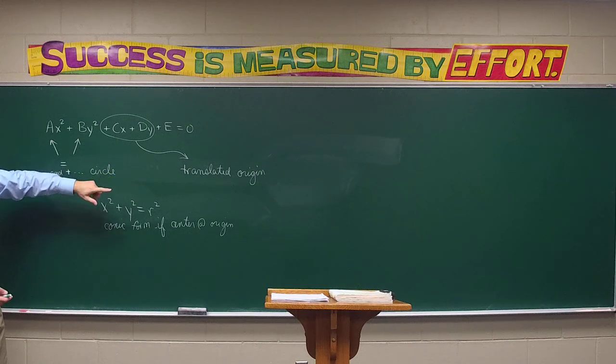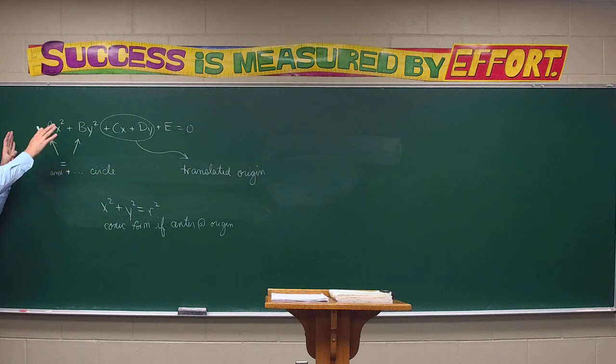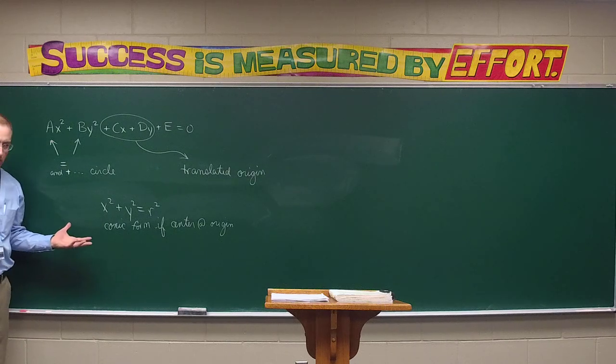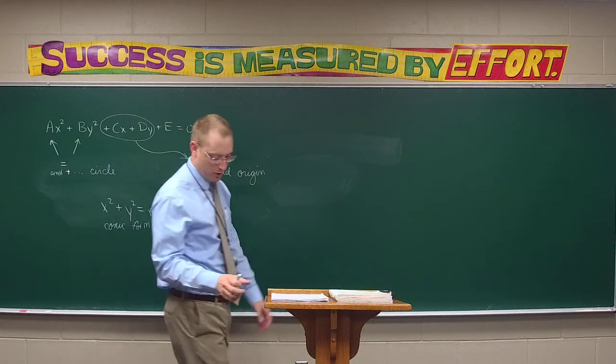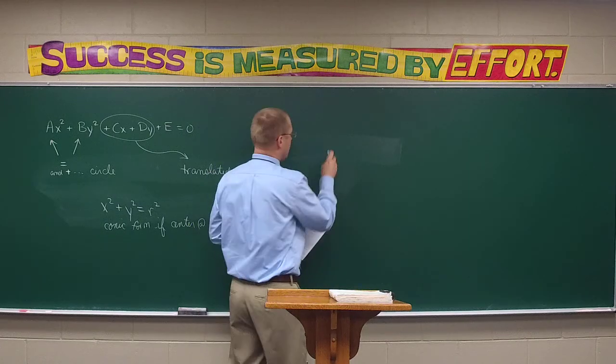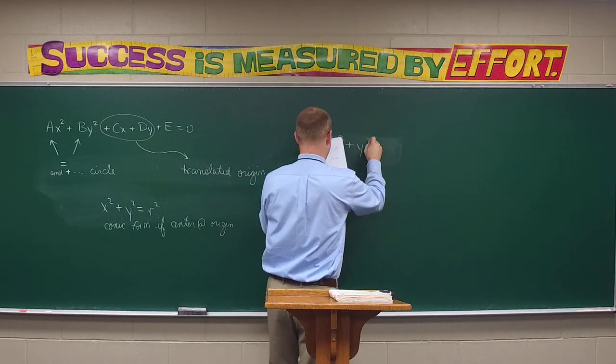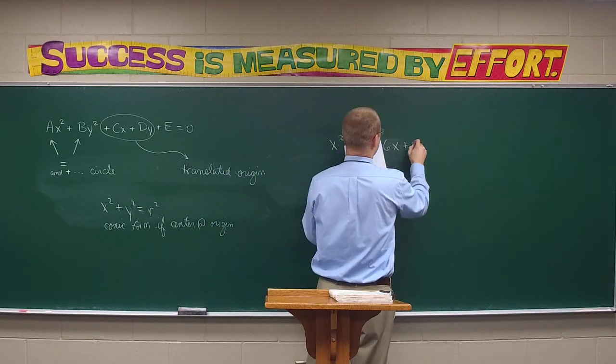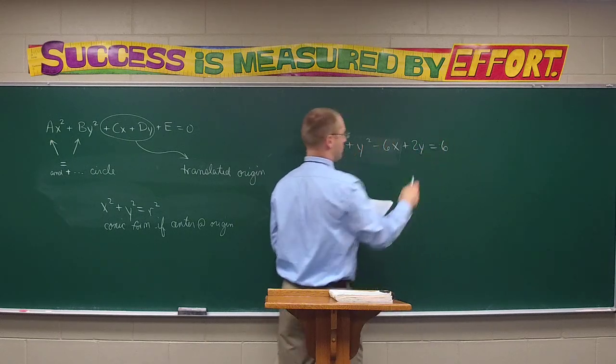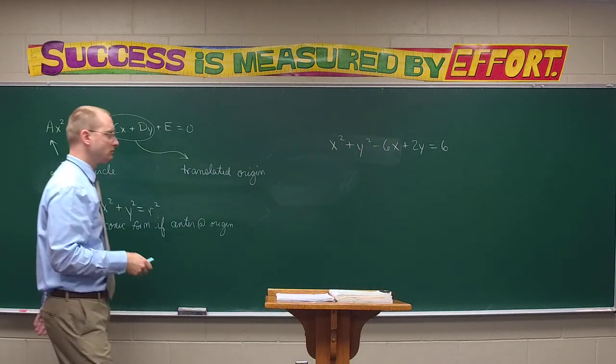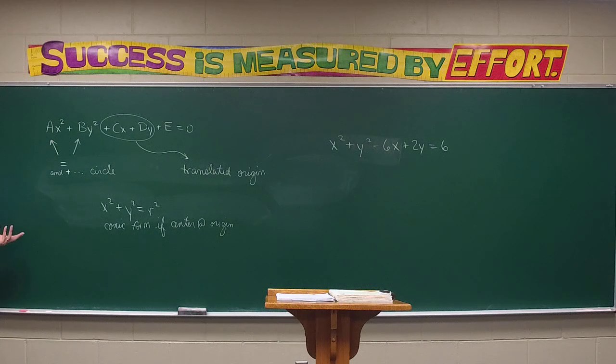So what we want to work on today is, what if we started here in the conic form? How would we figure out where the center is and what the radius is? For instance, write this down. If we had x squared plus y squared minus 6x plus 2y is equal to 6. That's a circle. How do I know it's a circle? Just by looking at the equation.